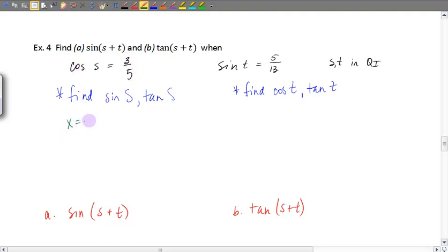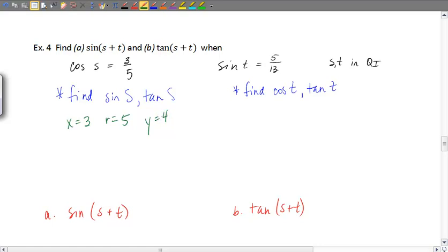So if x is 3, r is 5, and I hope you remember that we have that special 3, 4, 5 triangle. So that would make y 4. If you didn't remember that special triangle, you could still use Pythagorean's theorem to solve for this missing side.